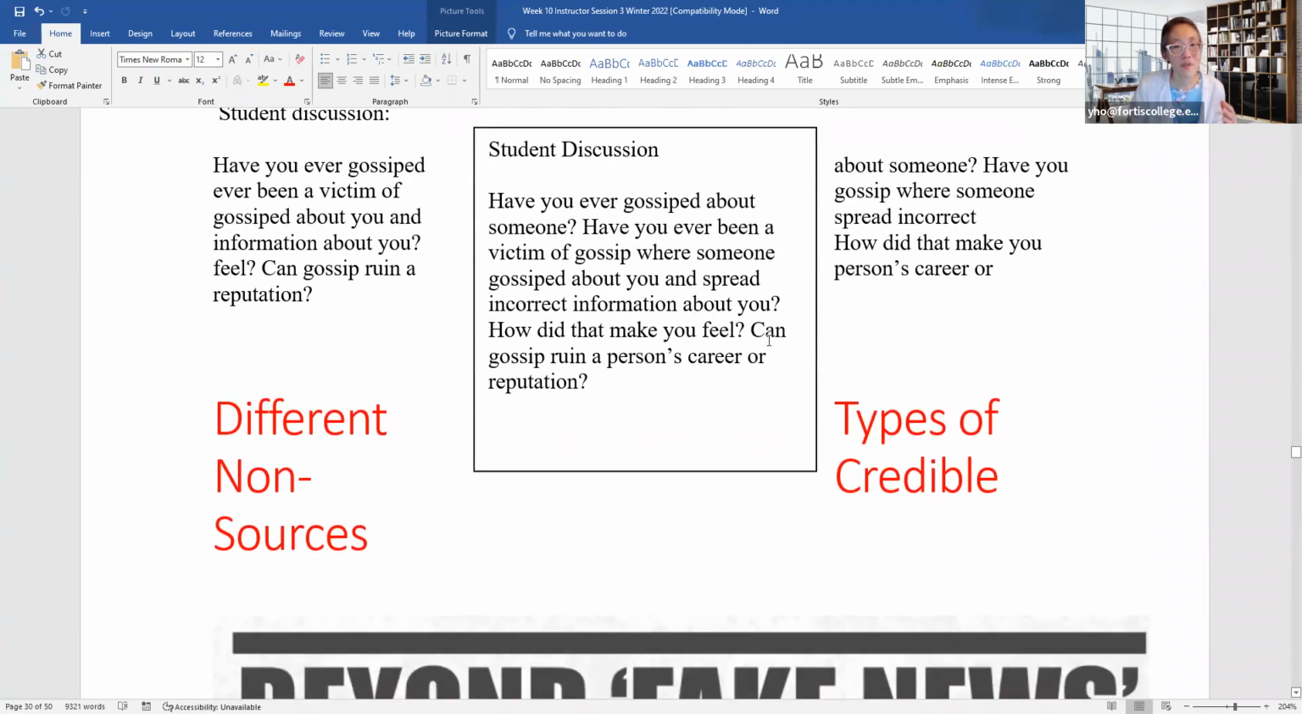And another thing is, have you ever gossiped about someone and believed the gossip? Yes, we're all guilty of that. But then have you ever been a victim of gossip and known that it was untrue? Yes, also. I've been on the other side of that too. And how did it feel? Did you not care? Some people don't care. Some people actually live for that. But most people don't. I think both sides exist.